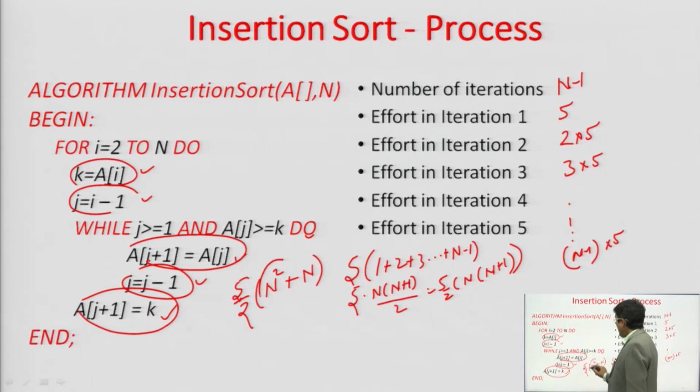Here we have a degree 2 polynomial and a degree 1 polynomial. We write the complexity with respect to the highest degree polynomial, that is n square. So the complexity of this algorithm will be written in terms of n square, but we have not decided yet about the notation in which this complexity should be written.